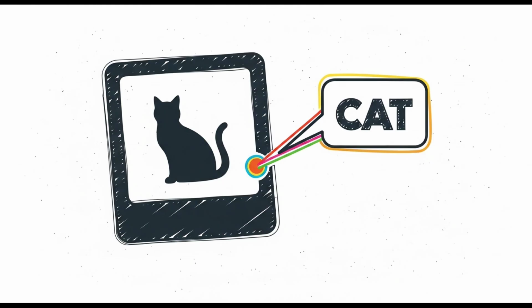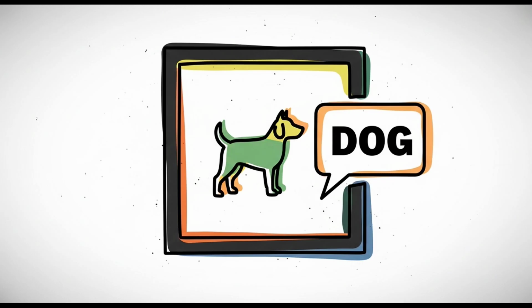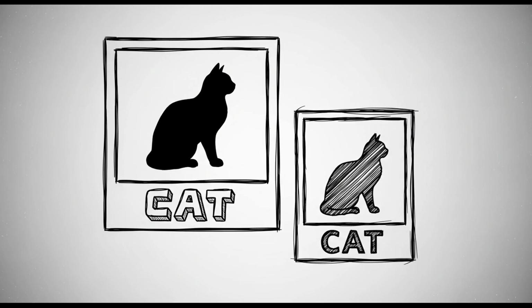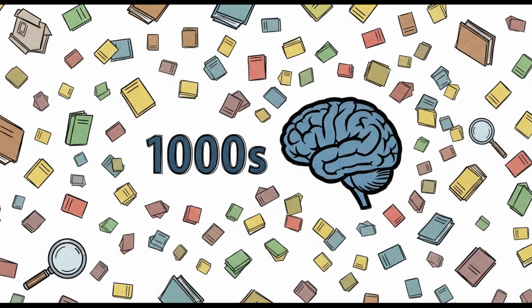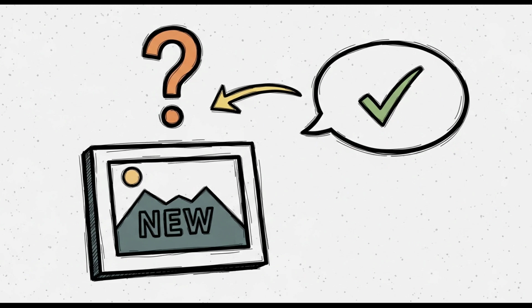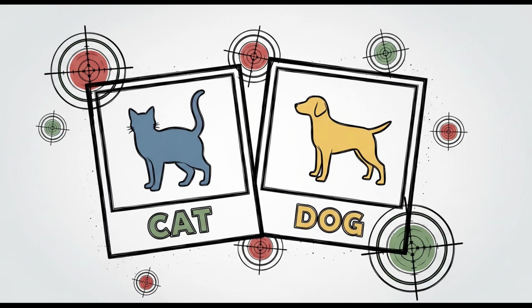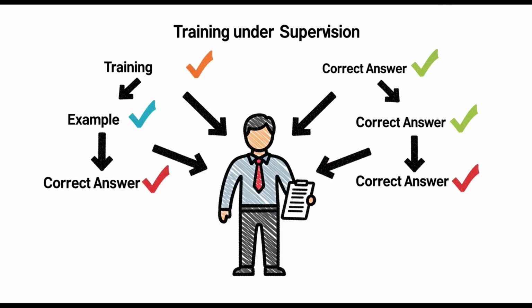Here's a photo of a cat. The label says cat. Here's a photo of a dog. The label says dog. Here's a photo of a cat again, labeled cat. The machine studies thousands of these labeled examples. And eventually it learns to look at a brand new photo it has never seen before and correctly say that's a cat or that's a dog. The supervised part means a human supervised the training by providing the correct answers.